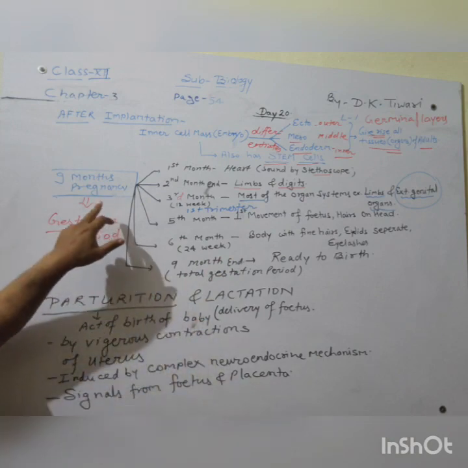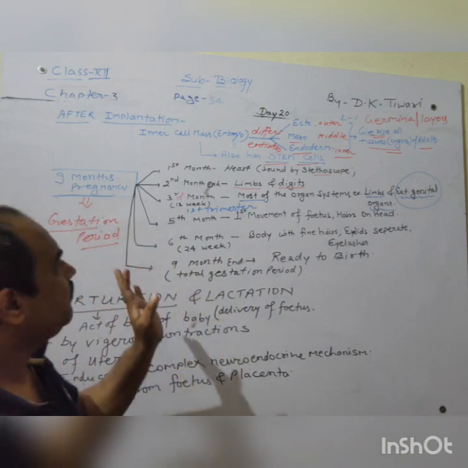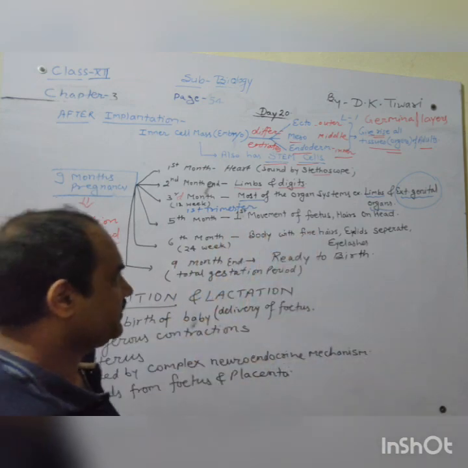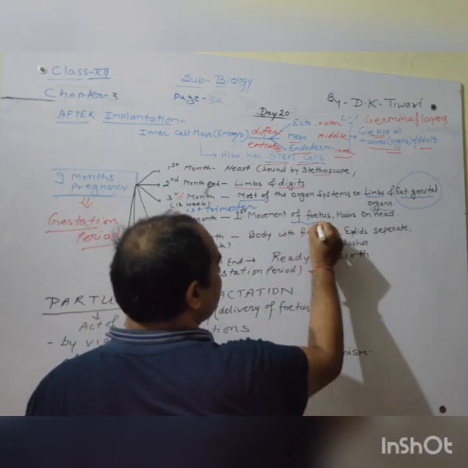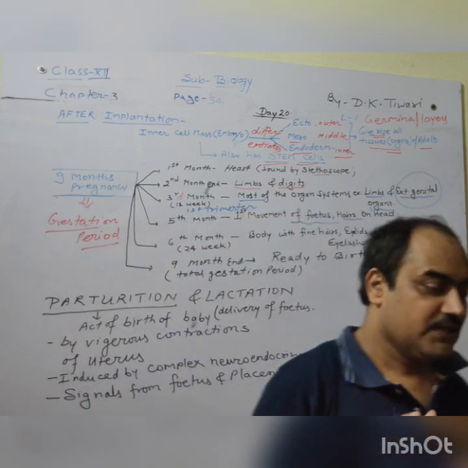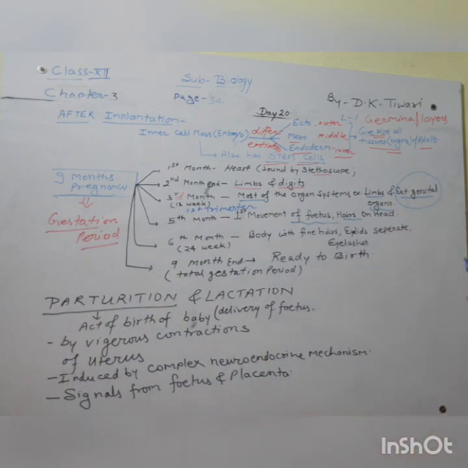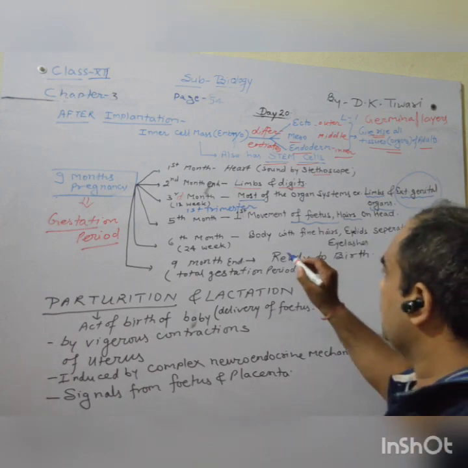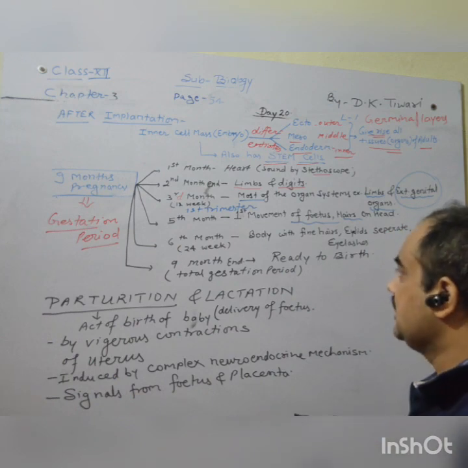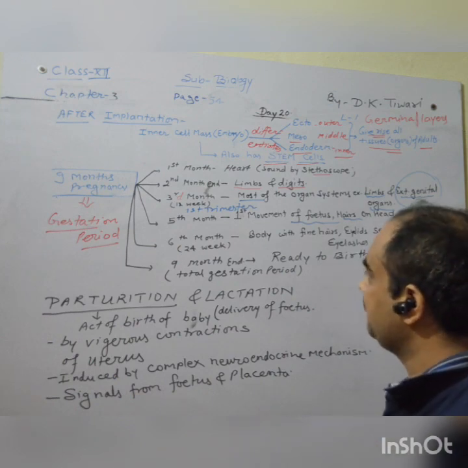Now, by the end of the fifth month, the first movement of the fetus can be seen here. Hairs can be found on the head. Hairs are made on the head. Movements of the fetus can be seen. Sometimes the baby may kick with his legs in the uterus of the mother, which can be felt well by the mother.